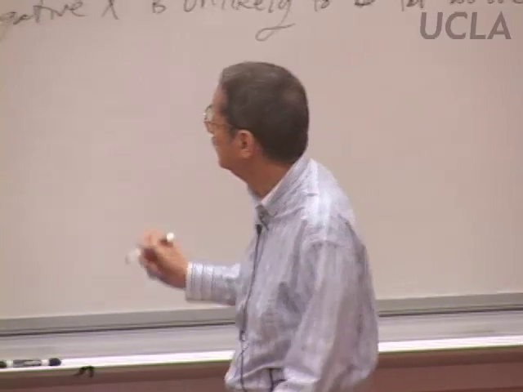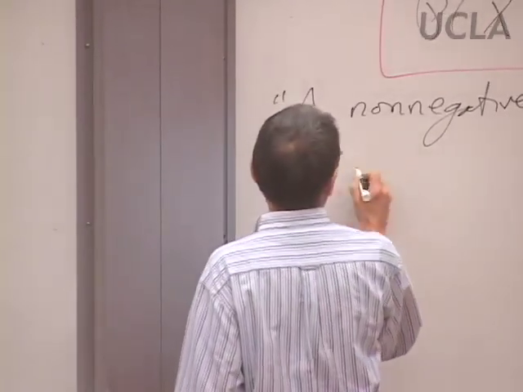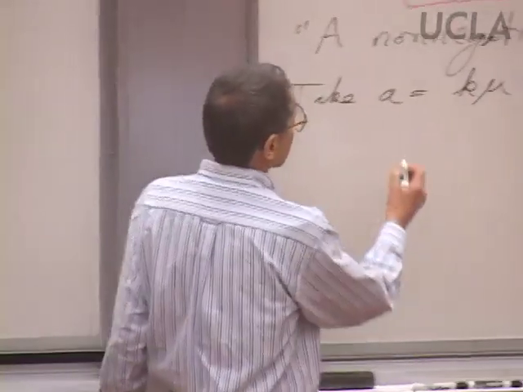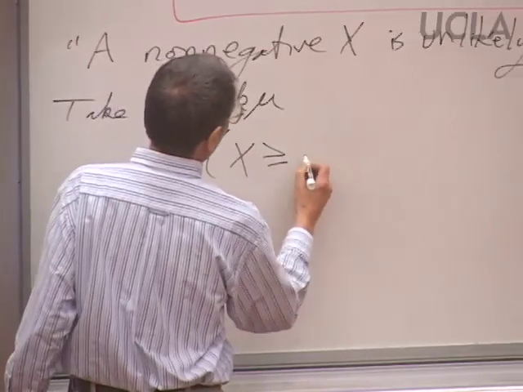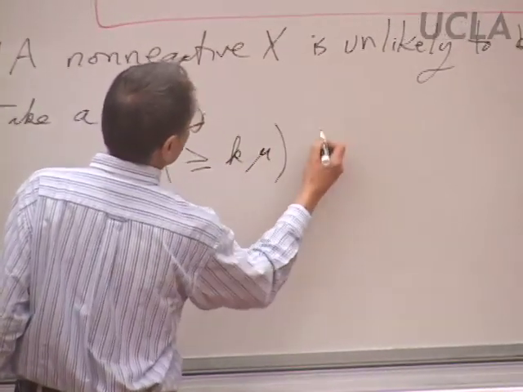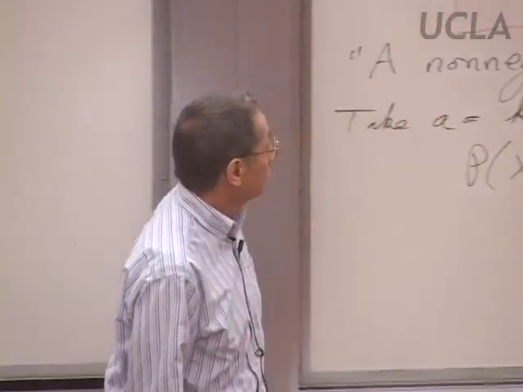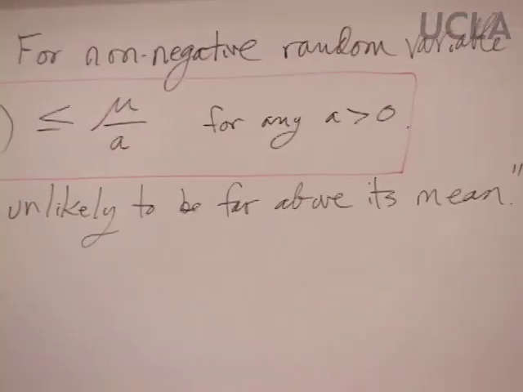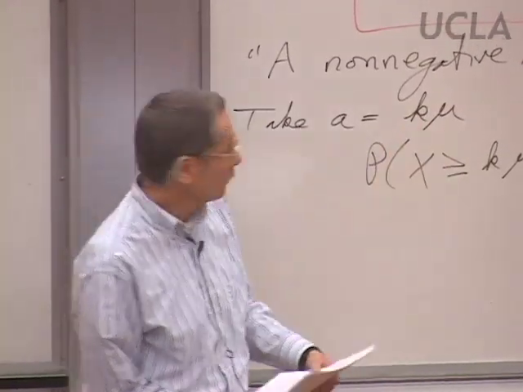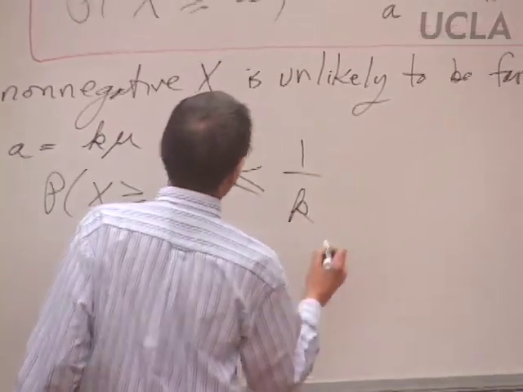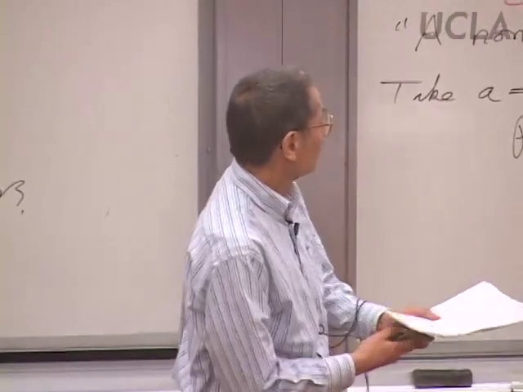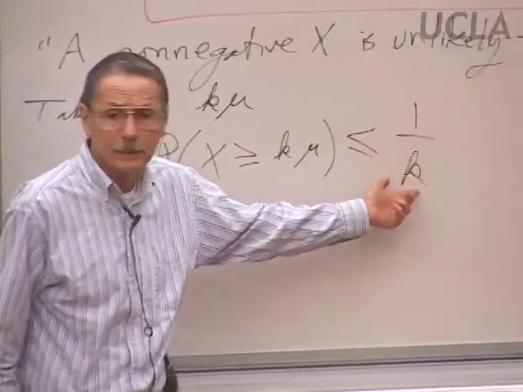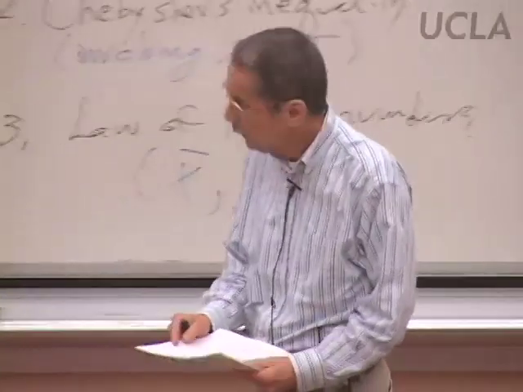And so if we take a, say, to be k times mu, it says the probability that X is more than k times its mean is bounded by mu over k times mu, the mu's cancel. The probability of being 10 times its mean would only be 1/10.